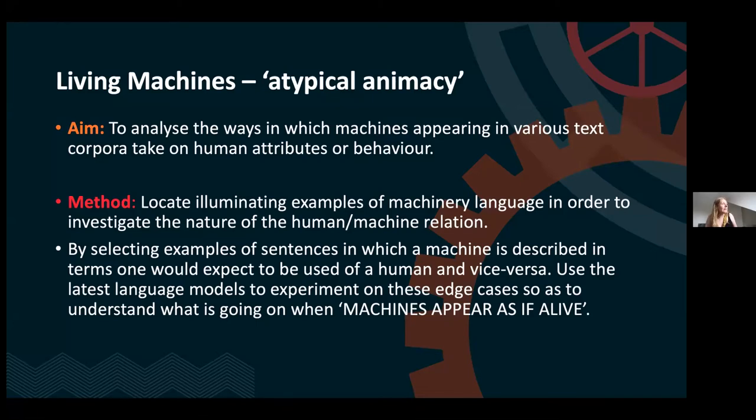And we began with the exploration of a particular trope, this idea of an animate machine, or what we might think of as a precursor to AI. So we wanted to analyze the ways in which machines appearing in various texts and corpora take on human attributes or behavior. What we needed to do was start working out how to locate examples of machinery language where that kind of machine relationship is being explored. So we wanted to select examples of sentences in which a machine is described in terms one would normally expect of a human, or vice versa. And we decided to use the latest language models to do this.